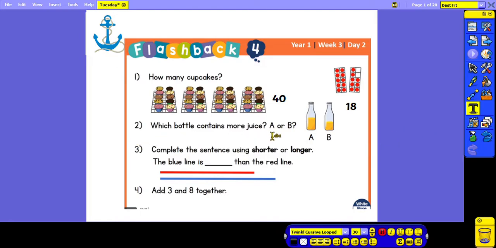Question 2, which bottle contains more juice, A or B? We can see that A has got more juice inside. Question 3, complete the sentence using shorter or longer. We can see that the blue line is longer than the red line. And question 4, add 3 and 8 together. If we put 8 in our head and then count forwards 3, so 9, 10, 11.